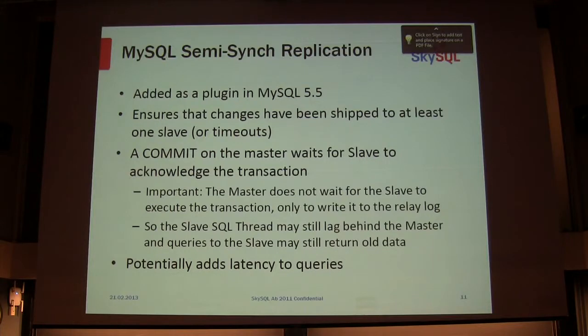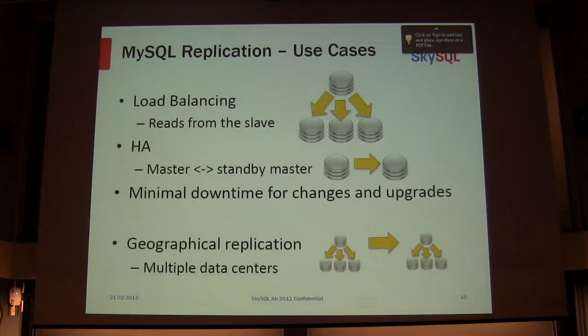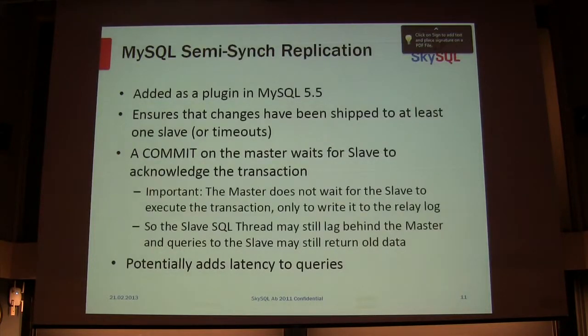So, if you remember earlier, we had the three steps here, 1, 2, 3. With semi-sync replication, when you commit your transaction, you actually wait for step 2 to happen on one slave before you send the acknowledgement to your client. So you ensure that if the master dies, the transaction is somewhere else. It's not written, it's not applied on the slave, but it exists somewhere on a different machine. So it kind of gives you increased security. But of course you pay a price. Your transaction time will be a bit slower because you have to wait for a slave to get this.